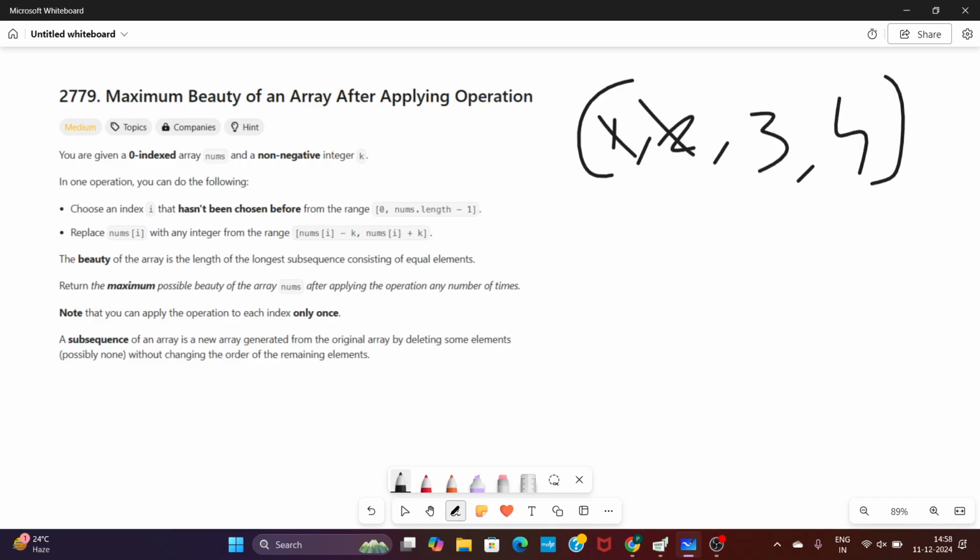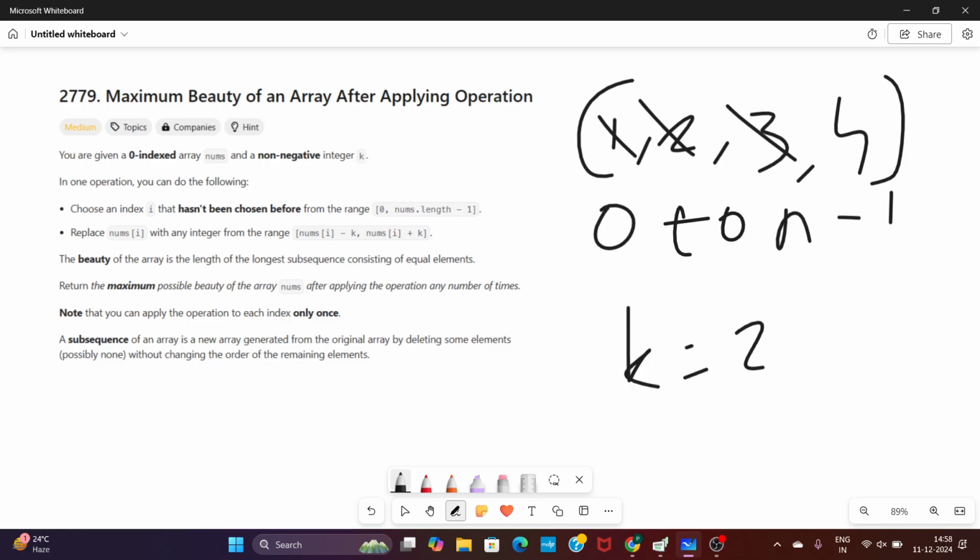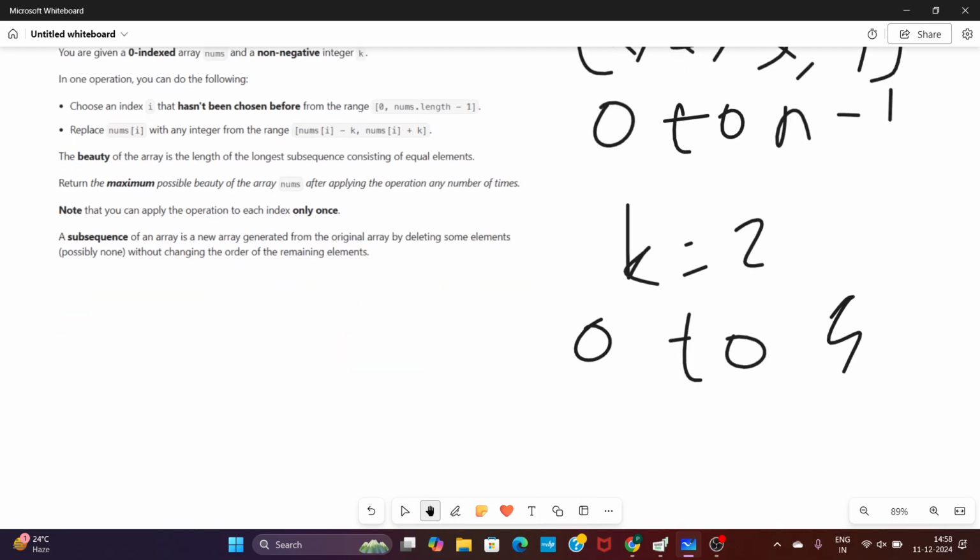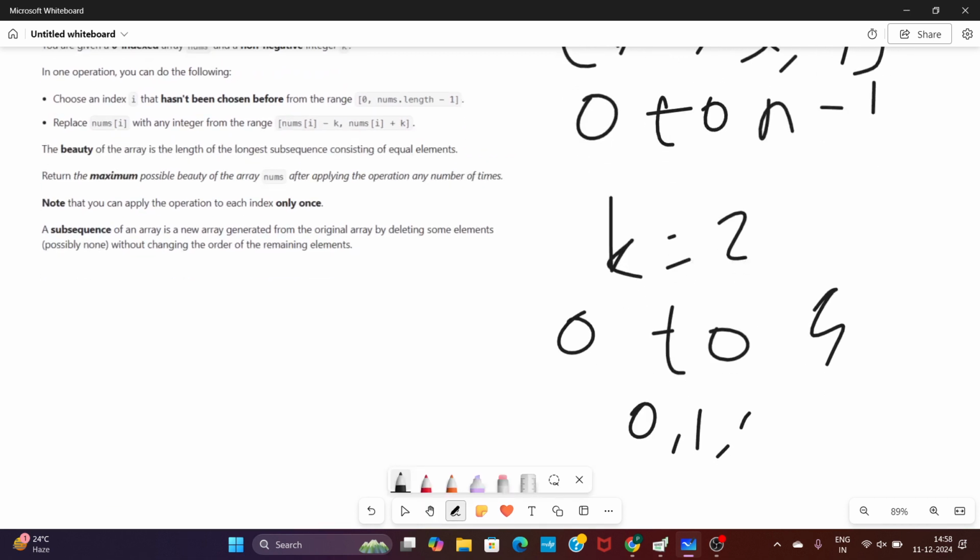So you have to choose any index only a single time, from 0 to n minus 1, and replace nums of i with any integer from the range nums of i minus k to nums of i plus k. So basically we have been given k as an integer and we have to form a range. For example, our nums of i is 2, so 2 minus 2 is 0 to 2 plus 2 is 4. So from 0 to 4 we can replace it with any of the numbers 0, 1, 2, 3, 4, and put that number in the place of nums of i.